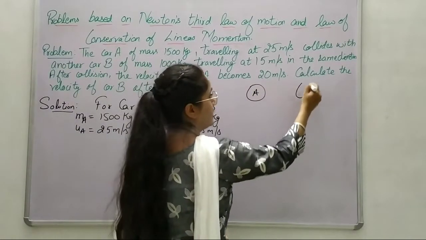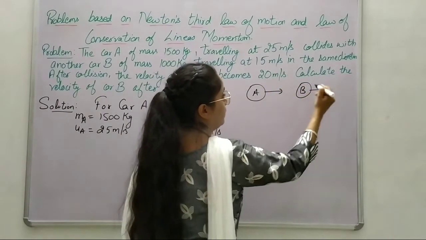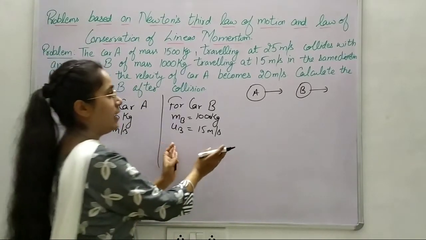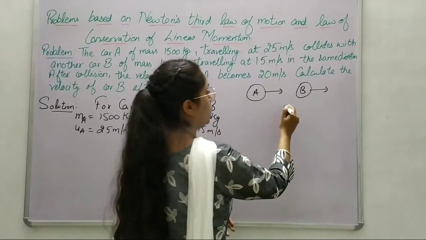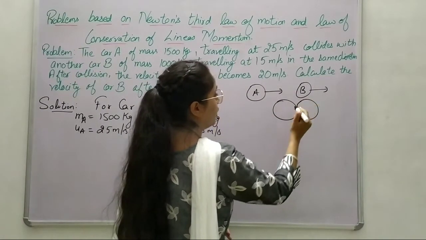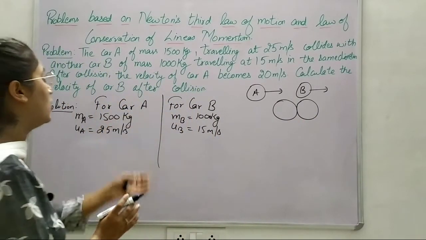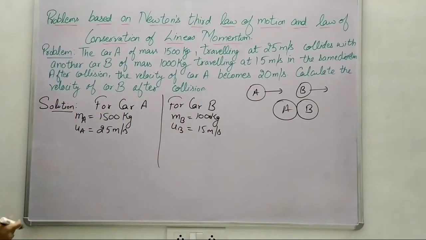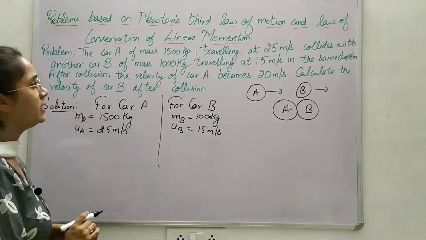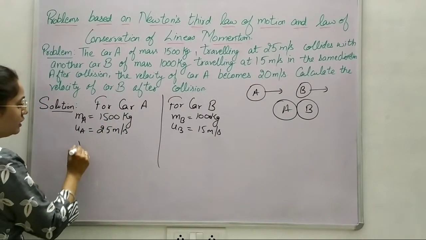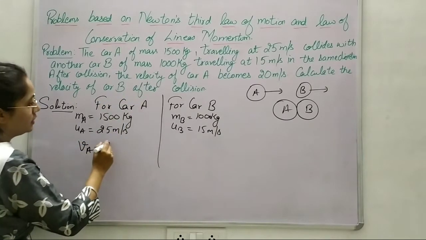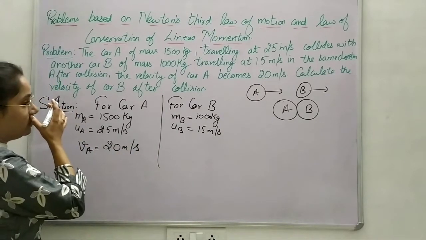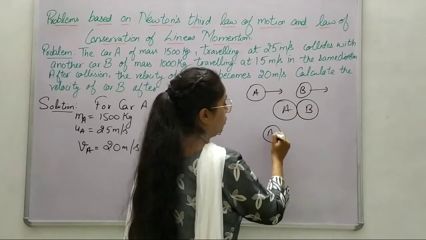This is car A, this is car B, and car A is moving in the same direction as car B, but as you can see, car A has a much higher speed compared to car B. So these two will collide with each other, and after the collision you have to find the velocity of car B, as you are given the velocity of car A. The final velocity of car A is 20 meter per second after the collision. Now you all know what you have to do.